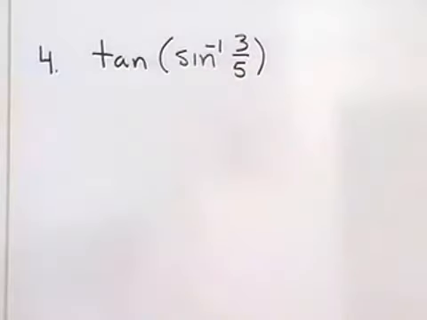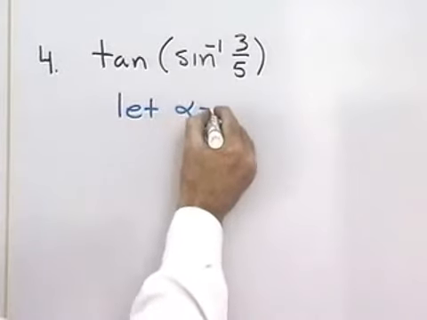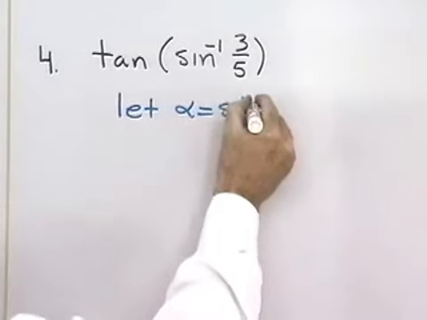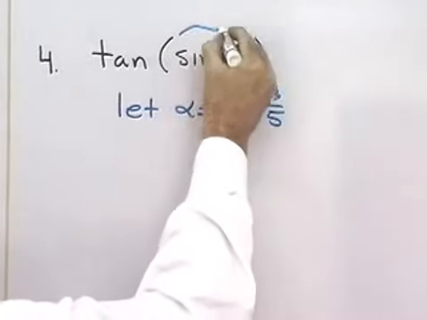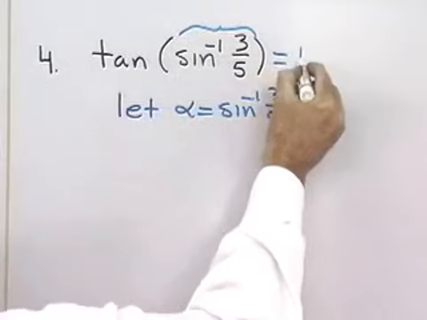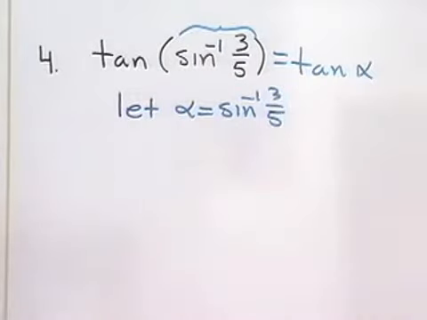Let's try one more. How about the tangent of the inverse sine of 3/5? Well, I'm going to say let's let alpha equal inverse sine 3/5, because that's all this is, an angle. So really what I'm looking for here is the tangent of alpha. Now, what do I know about alpha? I know that its sine is 3/5.